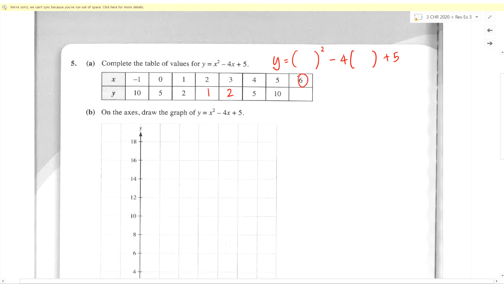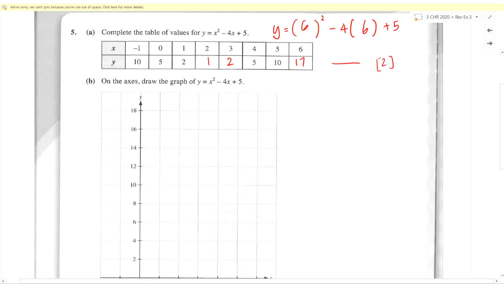We have x equals 6. So this is how you read the table. x equals 6, what is the corresponding value of y? So put it in here, 6 and 6. So we have 36 plus 5 and minus 24, 17. Do you have this in your table? Sometimes this is worth 2 marks. 1 mistake, minus 1 mark. Typically 2 marks.